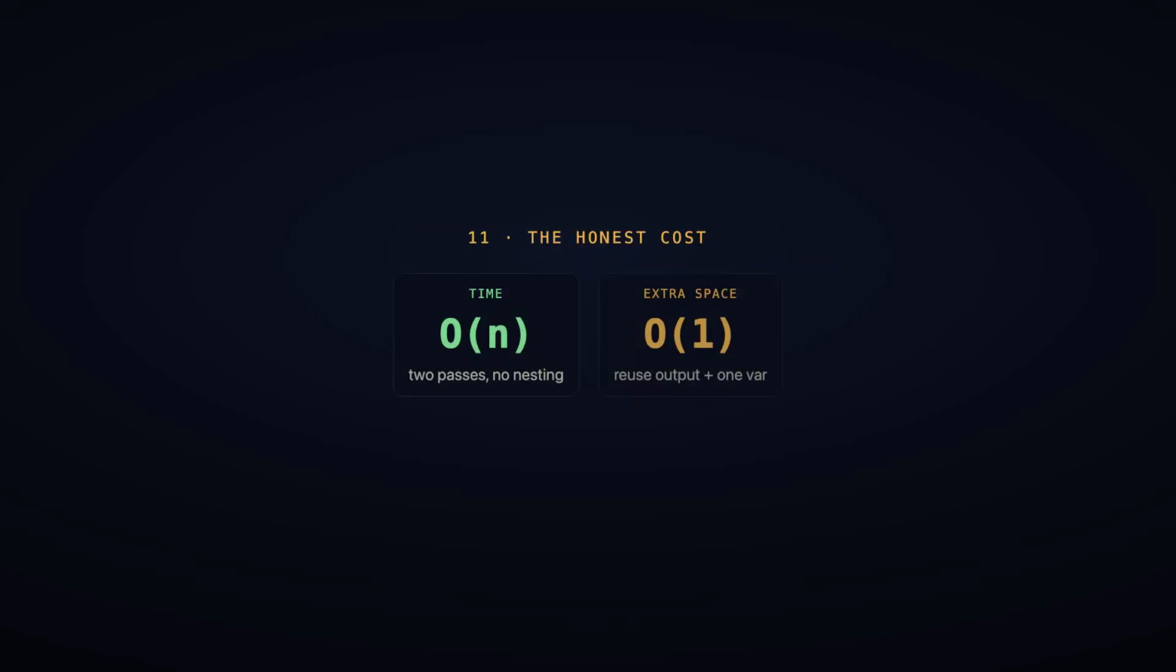The honest cost. Time is O of n. Just a couple of passes, no nesting. Extra space is O of 1. We reuse the output array and carry one running value. No division, no n squared. Exactly the target we set.